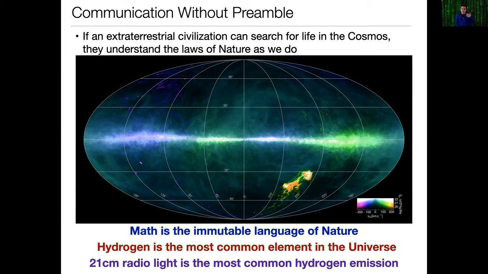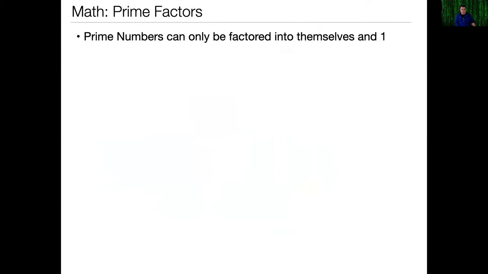Now, these are all fundamental principles. And so the question is, when you have those fundamental principles as a foundation, how can you imagine using them to communicate with an extraterrestrial intelligence? One of those fundamental principles that seems quite useful is the idea of prime factors. Some of you will remember from your mathematics training that a prime number is a number that can be factored only into itself and the number one.